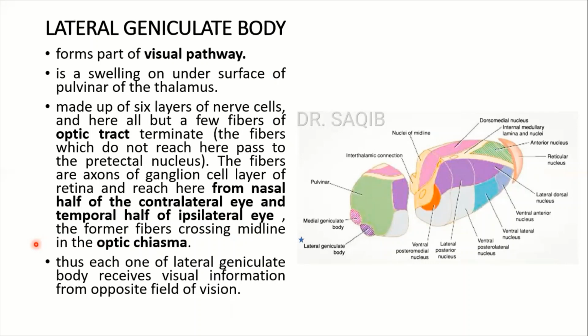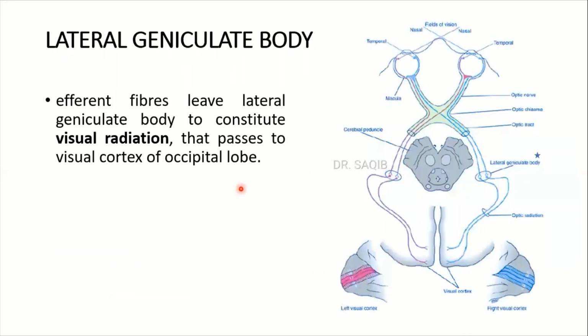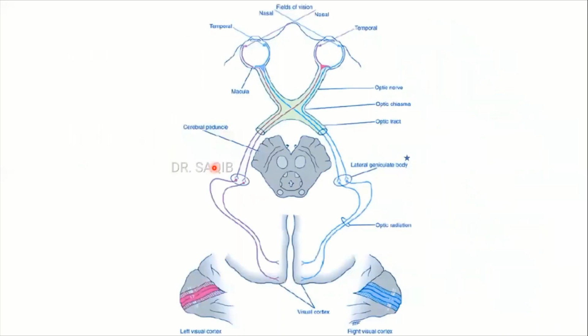I'll show you the picture again, this time again. Thus, each lateral geniculate body receives visual information from the opposite field of vision. How it happens, I'll tell you, just wait a bit, right? This is the lateral geniculate body. Efferent fibers leave lateral geniculate body to constitute visual radiation that passes to visual cortex of occipital lobe. Here you could go. Yes, this is the optic nerve.